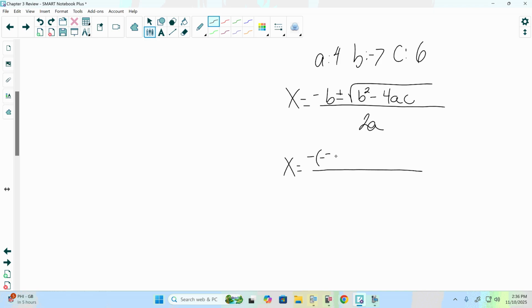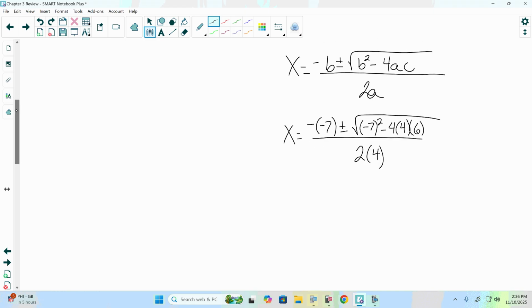So we have negative b, so negative 7, plus or minus the square root of, so b squared would be negative 7 squared, minus 4 times a, so 4 times c, which is 6, all over 2 times a, so 2 times 4. So the two places b shows up, we're replacing those b's with its value, which is negative 7. The two places a shows up, we're replacing it with 4. And the one place c shows up, we're going to replace it with 6. Questions on this here?